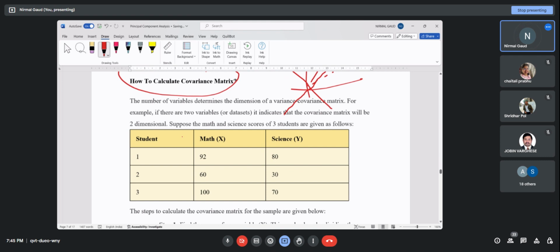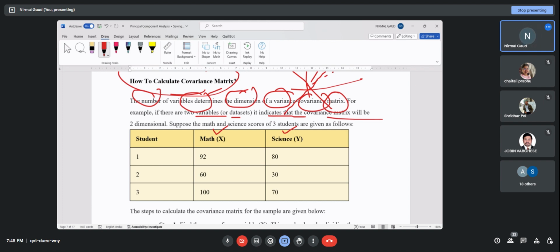The number of variables determines the dimension of the covariance matrix. Number of variables means the number of dimensions. Let us suppose I have two variables, or two dimensions, in the data set. One is maths, another is science. Two features are available in the data, and they represent the subjects. Three students whose marks are recorded here in maths and science.